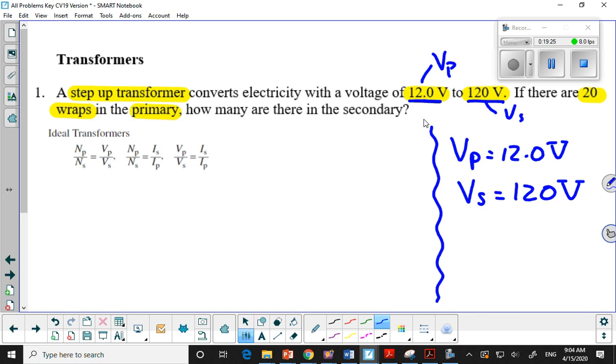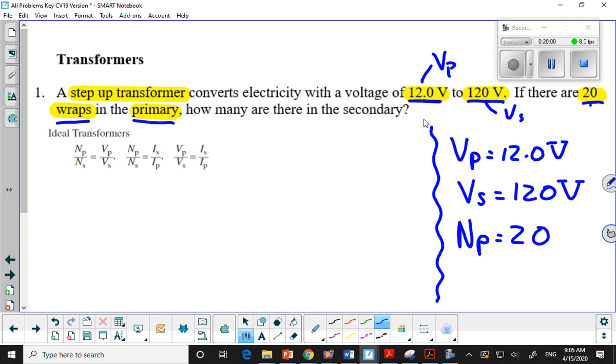So you can actually do a prediction of this at this point already, because how much did the voltage go up? Went up by a factor of 10. That means the number of wraps is going to go up by a factor of 10. So if we're starting with 20, we can kind of predict that the answer for the number of wraps in the secondary is going to be 200. Let's just tuck that away and let's see where we get. So the third thing, there's 20 wraps in the primary. So you're going to put N in the primary is equal to 20 turns or 20 wraps.